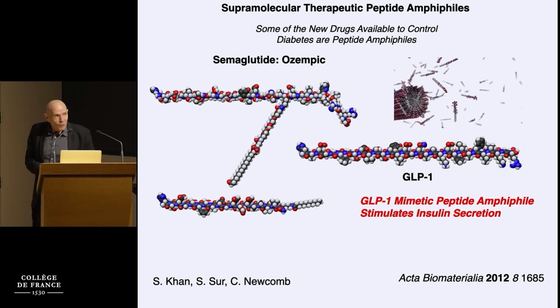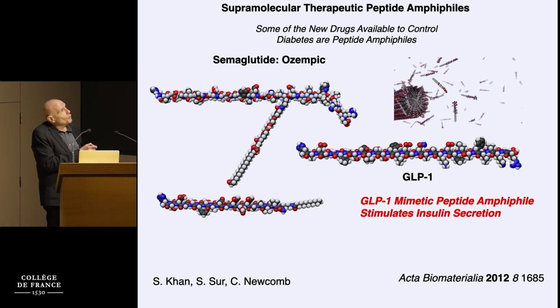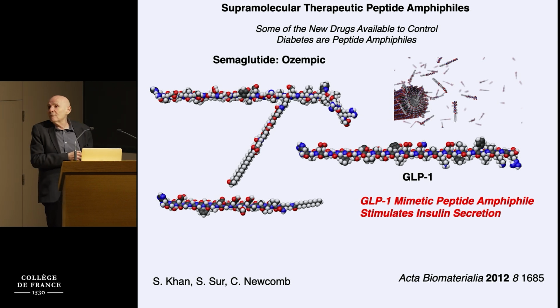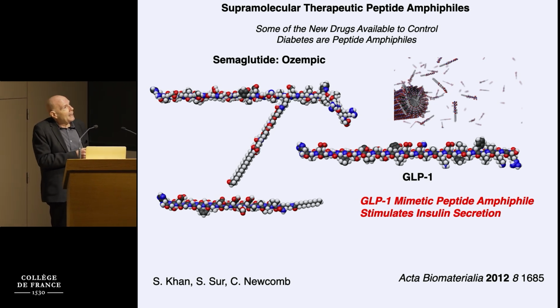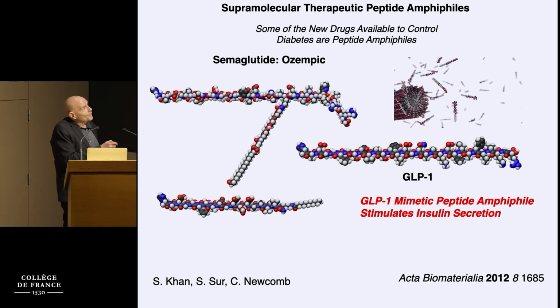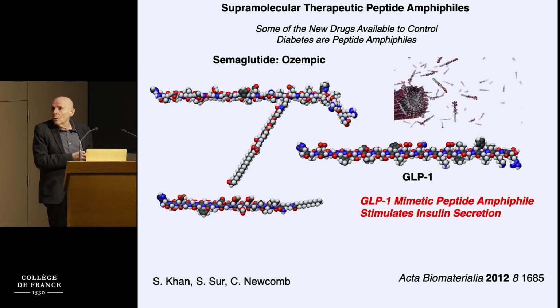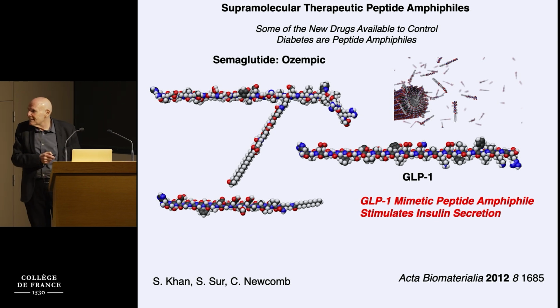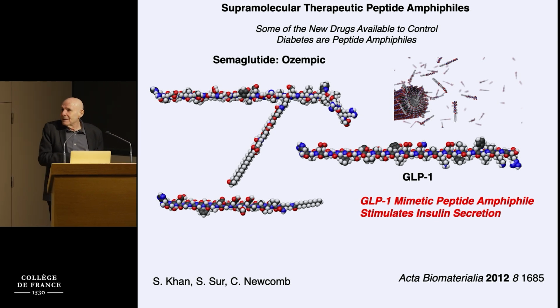Now, the systems that we use are supramolecular therapeutic peptide amplifiers. That's how I would describe them. I want to point out that some of the new drugs that are available right now for diabetes are peptide amplifiers, in fact. And so Ozempic, which is the king or the queen of this field, the Gila monster peptide from the venomous lizard, is a peptide amplifier.